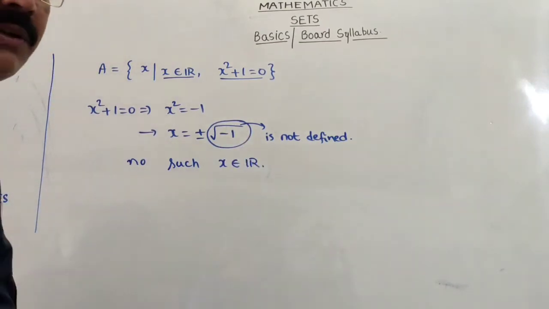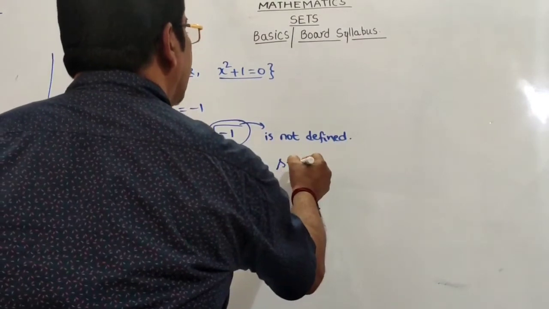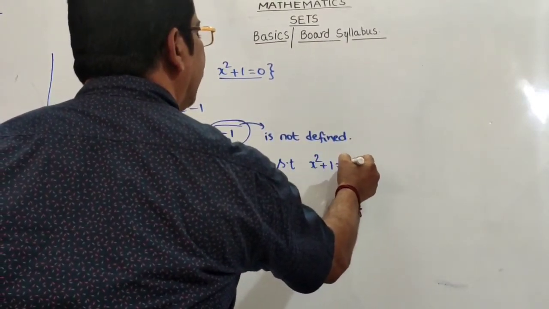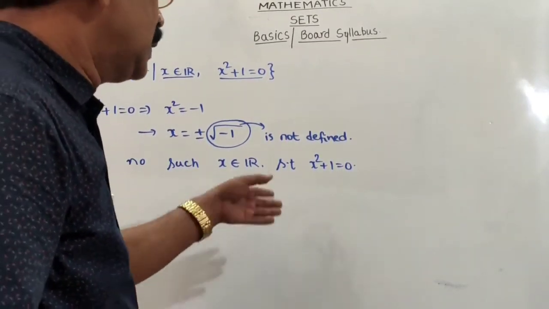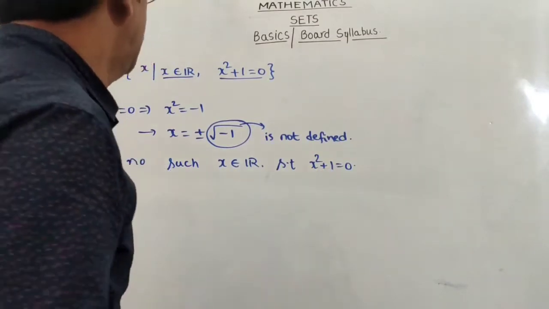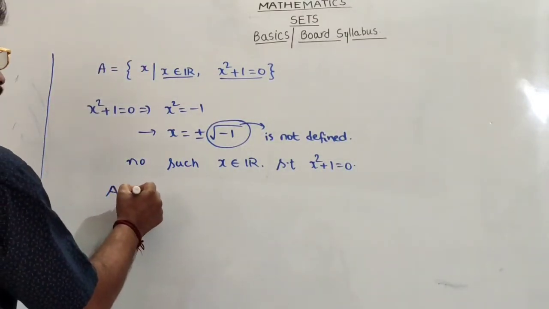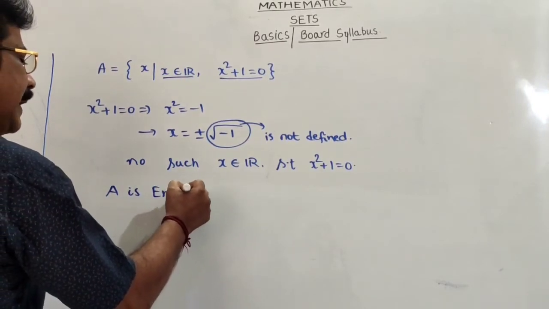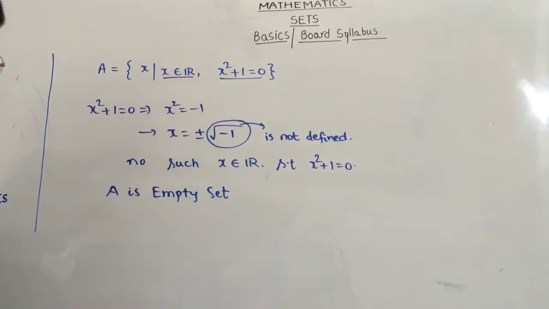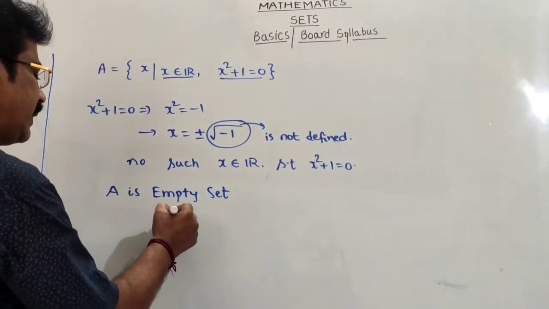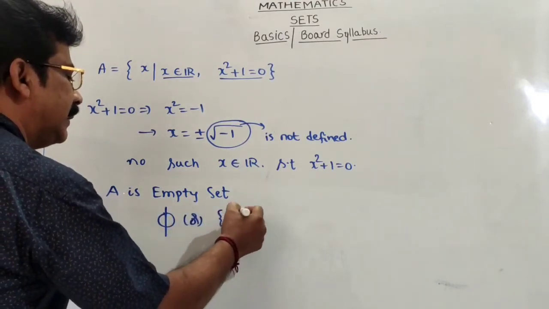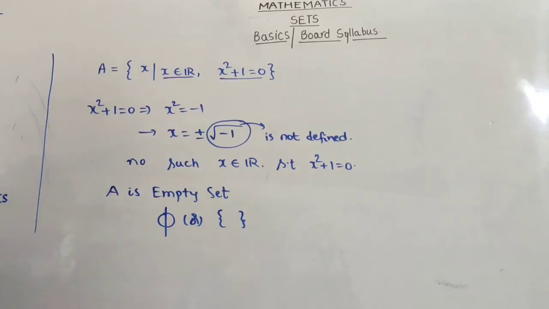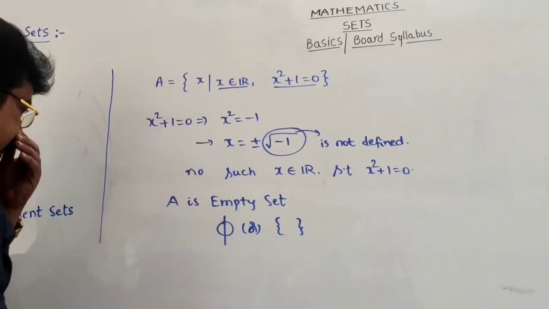Capital R means real number set. So there is no real number such that x square plus 1 is equal to 0. Therefore, capital A is an empty set. Generally, empty set is represented by or denoted by phi, just like that, or like that, with the brackets maintained and nothing written inside. These are the notations. So this is an empty set.